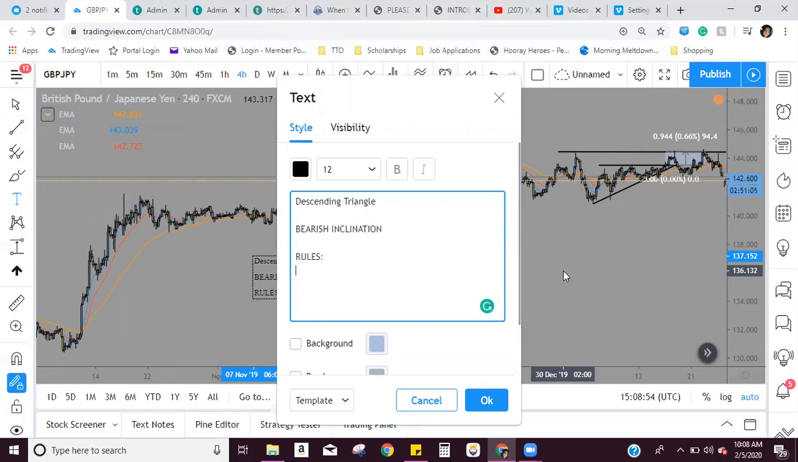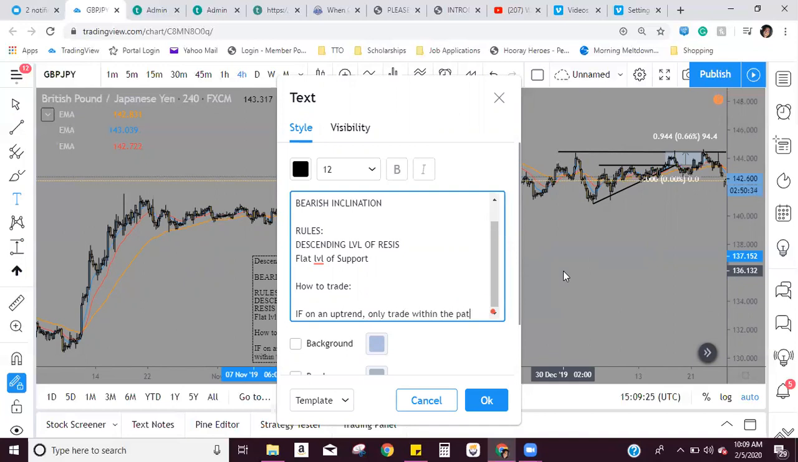Rules to it. This has a descending level of resistance and it has a flat level of support. Typically, you see these once price starts to turn towards the downside. And the reason why, and now how to trade. How to trade. Again, if on an uptrend, only trade within the pattern. Why? Because price is still overall bullish, but the pattern is showing you bearish inclination.